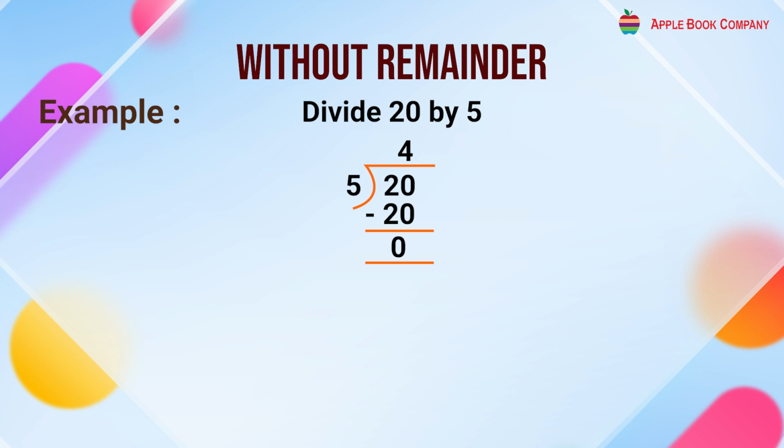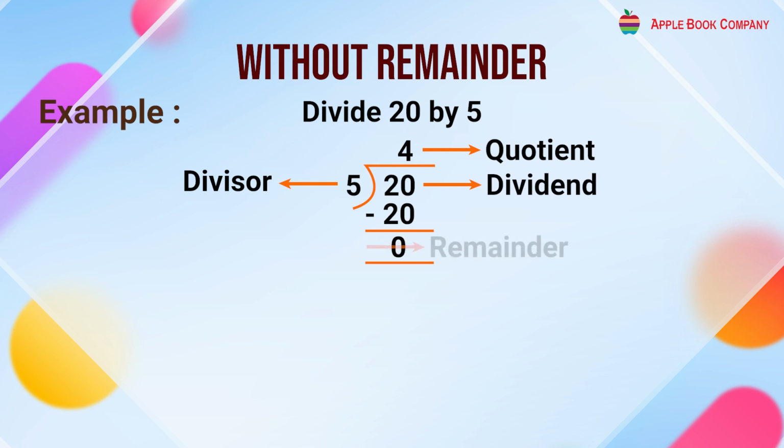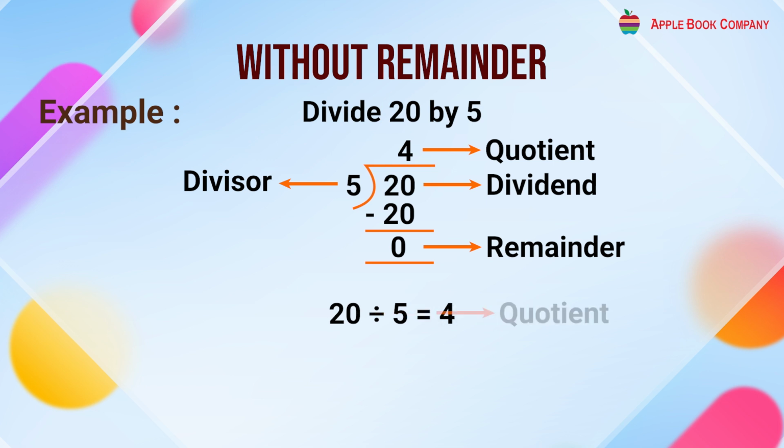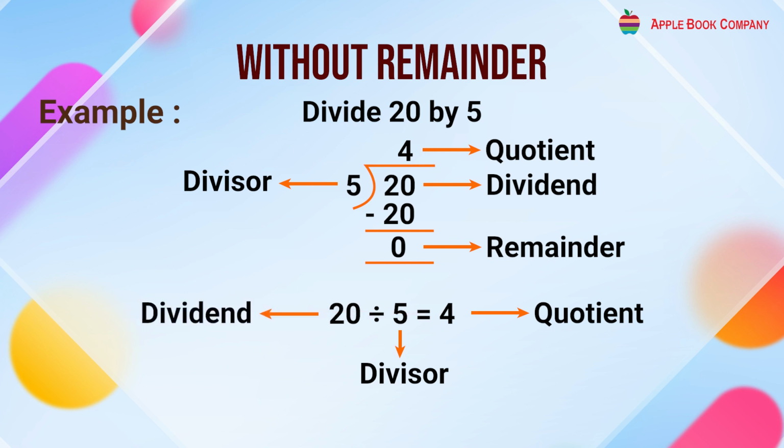Here in the example, 5 is the divisor, 4 is the quotient, 20 is the dividend, 0 is the remainder. So 20 divided by 5 is equal to 4. So 4 is the quotient, 5 is the divisor, 20 is the dividend.